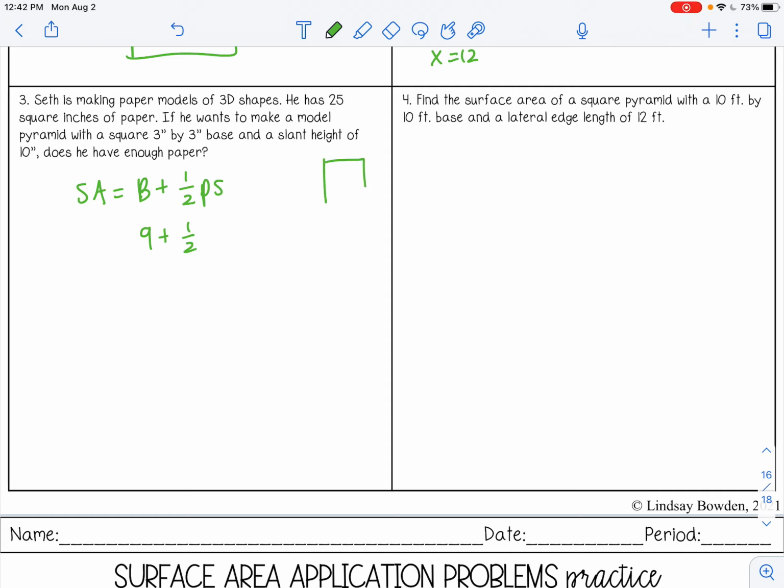The perimeter, 3 plus 3 plus 3 plus 3 would be 12. The slant height was given in the problem, 10. All right, so let's see, that would be 120. Half of that is 60, so 69 inches squared. And he only has 25 square inches of paper, so he definitely does not have enough paper.